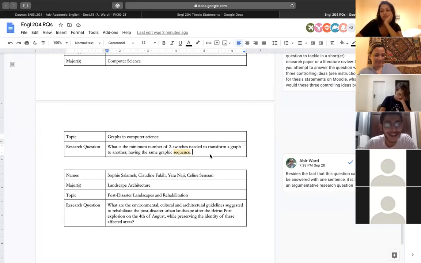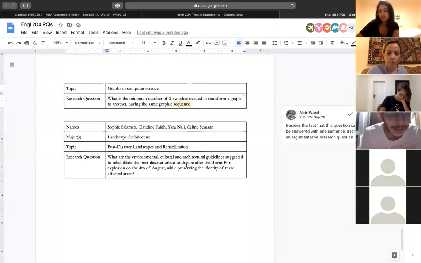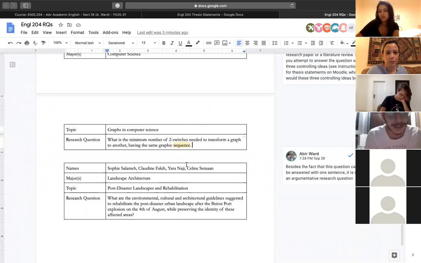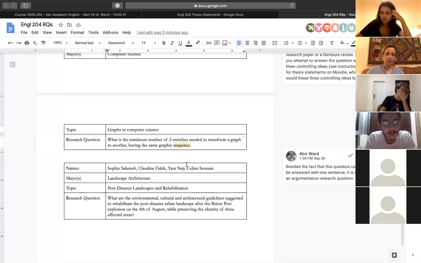How can it be that it's not answered in one sentence? No, the thing is, we don't know how to get the minimum number. No, actually, we know how to get, we don't know how to get the minimum number of switches. But we know that it's possible. So my research would tackle, would I be able to find the way or not? Okay, will computer scientists be able to find the number of switches needed?